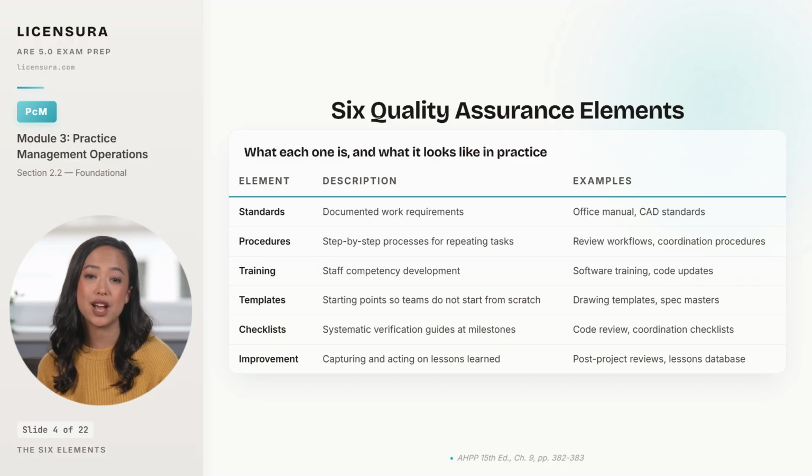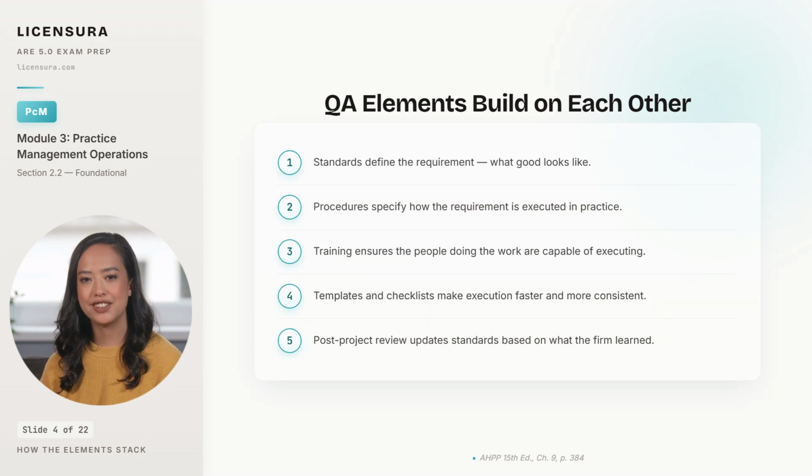These 6 elements are not independent. They stack on top of each other in a specific order. The 6 elements stack in a specific sequence. Step 1 is standards. The firm defines what good actually looks like, in writing, so the requirement is not in someone's head. Step 2 is procedures. The firm specifies how that requirement is executed in practice, who does what, in what order, with what handoffs.